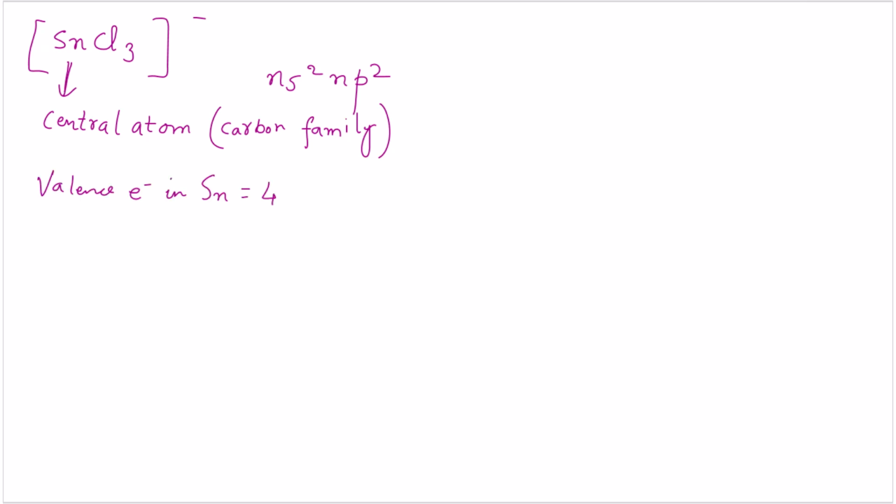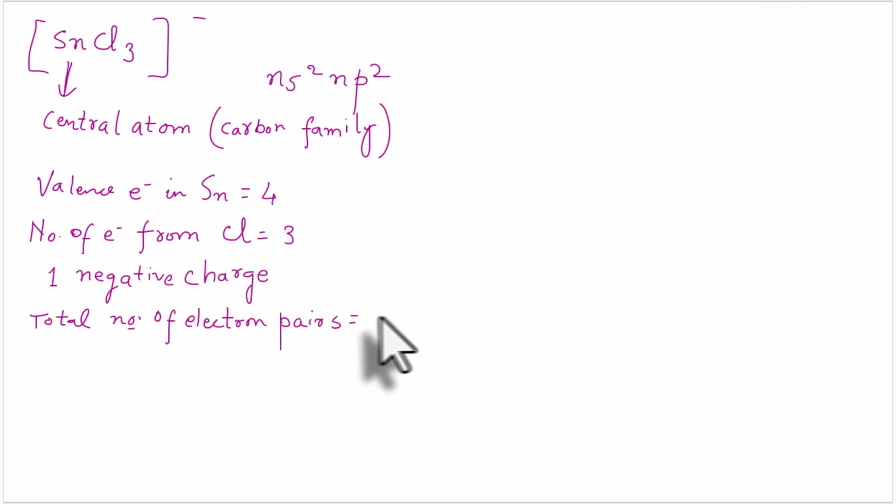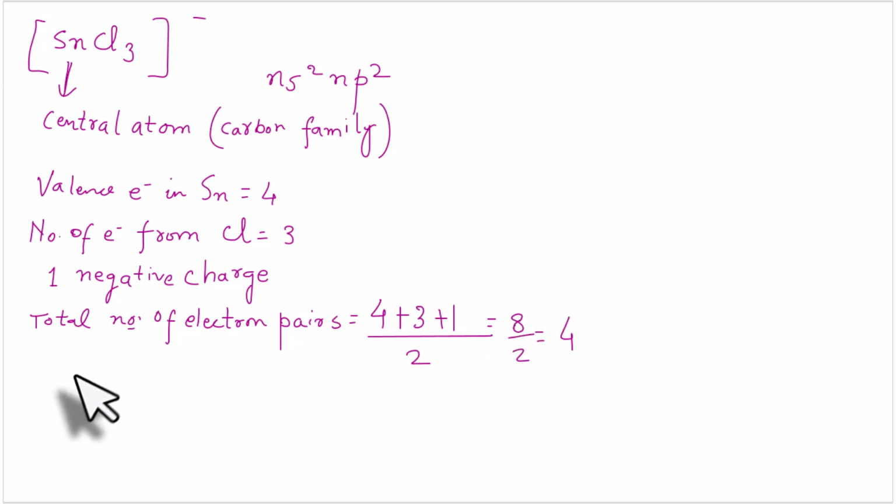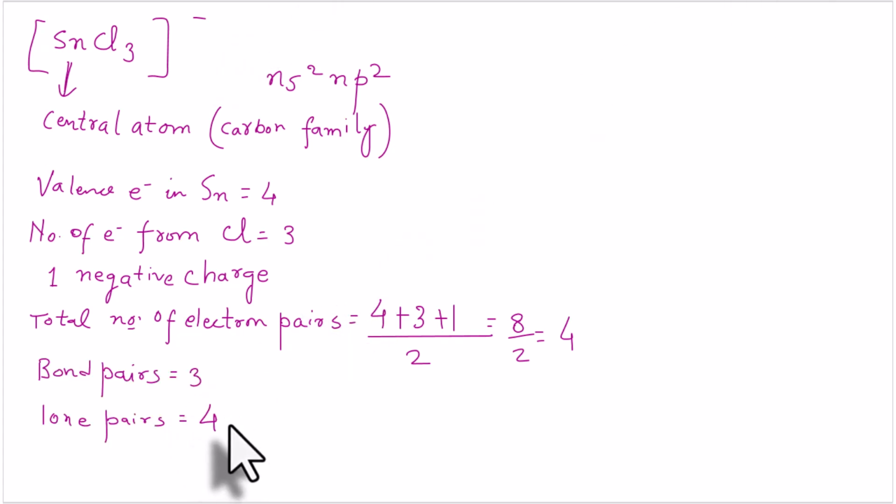Now, how many electrons are coming from the bonded atoms? We have 3 chlorine atoms bonded to Sn, so 3 electrons from chlorine. And also we have a negative charge. So the total number of electron pairs should be 4 from tin, 3 from chlorine and 1 negative charge, divided by 2. So 8 by 2 is 4 total electron pairs. And how many bond pairs? 3 bond pairs. And how many lone pairs? Total number of electron pairs minus bond pairs is equal to lone pairs, so we have 1 lone pair.